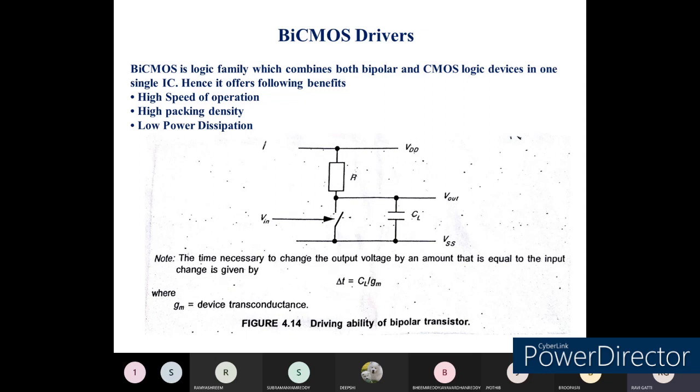So if we combine this CMOS technology along with the bipolar junction transistor, the average power dissipation over the circuit will be minimum when compared to only bipolar junction transistors. Okay, and one of the simple inverter circuits has been given in the diagram. So you can see here we have one resistor, and we have one capacitor.